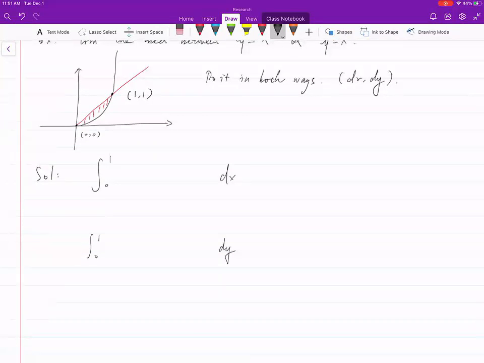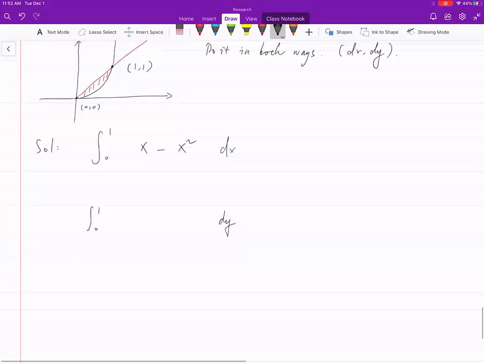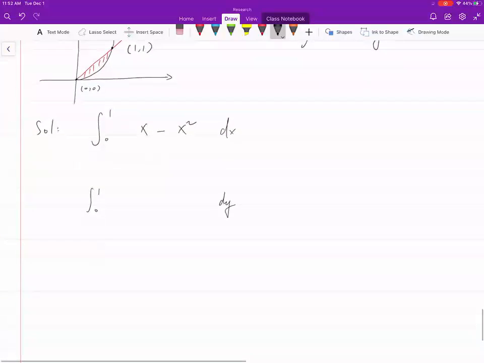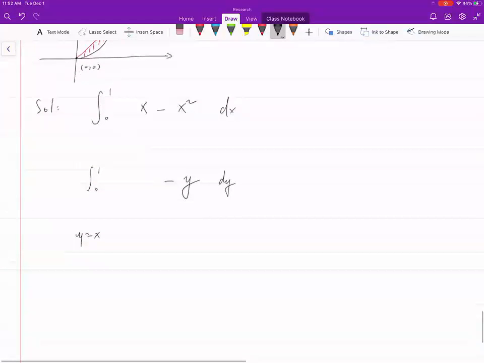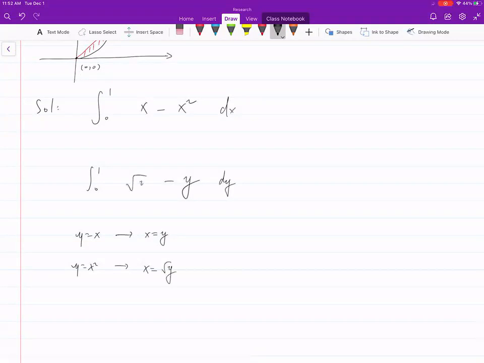Above minus below, so the straight line minus the parabola. Right minus left, so the parabola minus the straight line. But you need to change it to be a function of y. So y equals x actually gives you x equals y. y equals x squared gives you x equals square root of y. So you should use this minus that.